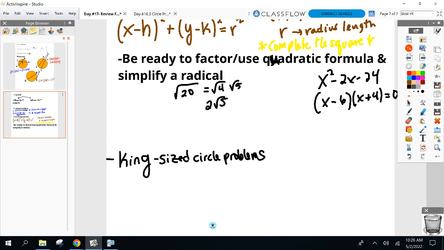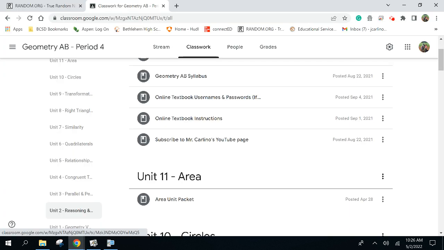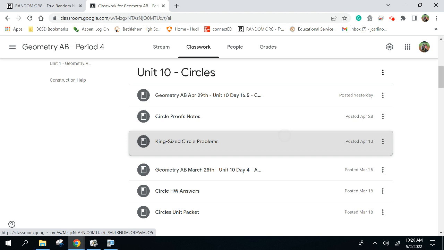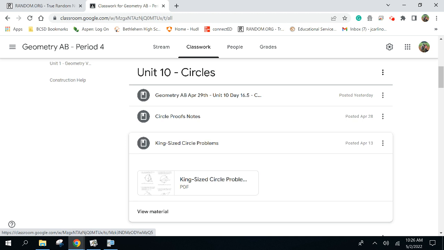So how are you going to practice more? It's still up here. I haven't removed it. Your 64 king size circle problems right there on Classroom if you want to practice. Remember, floaters, inscribed, outside, tweeners. They're all there for you. There's going to be one of those on there tomorrow. I got it. You guys are an above average class. I got to challenge you somehow.